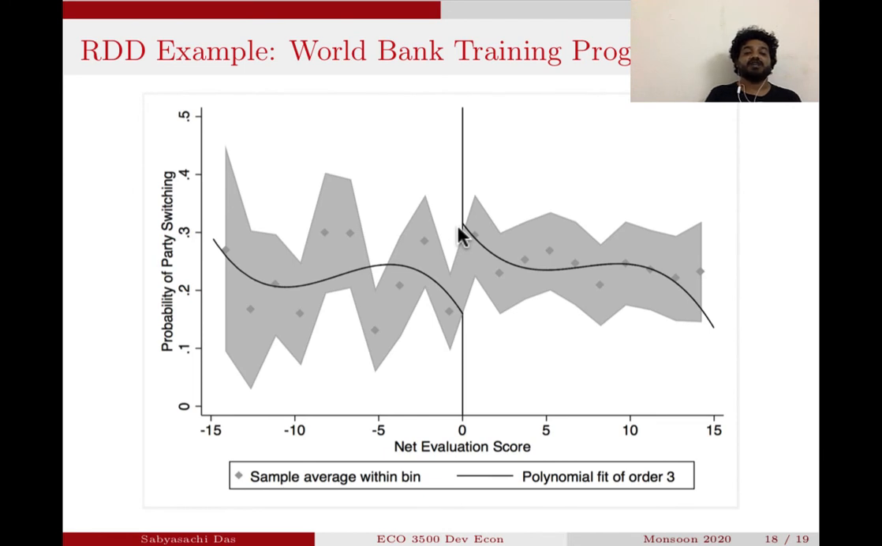So the idea is that there was nothing different between the villages just to the right and just to the left of the threshold, except the fact that the villages on the right received this World Bank training program. So any jump in the outcome variable can be attributed to this World Bank program. From that we can claim that this program resulted in this increase in party switching rate. This is a more sophisticated exercise, and we can talk about how to go about implementing it in practice in a context involving data.